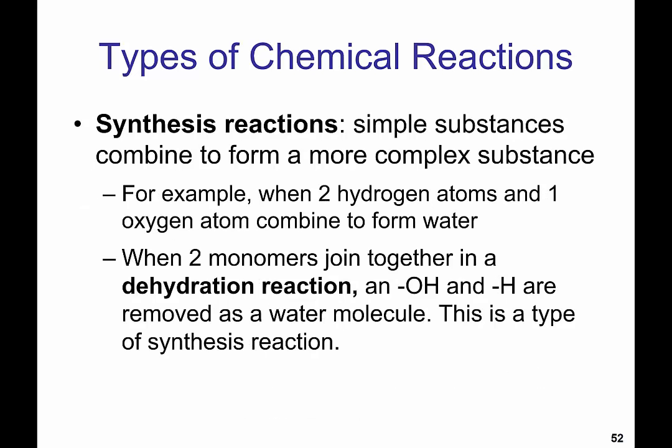In order to make these macromolecules, we have synthesis reactions, in which simple substances combine to form a more complex substance. For example, when two hydrogen atoms and one oxygen atom combine, they form water. When two monomers join together in a dehydration reaction, an OH and an H, which are the components of water, are removed as a water molecule. This is a type of synthesis reaction. We'll see this momentarily.